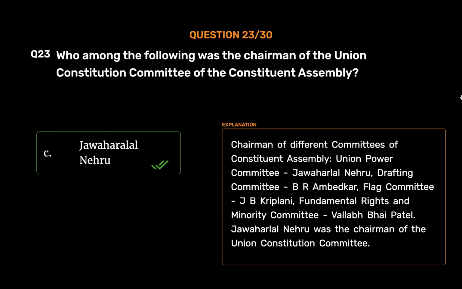Jawaharlal Nehru. Chairman of different committees of the Constituent Assembly: Union Powers Committee, Jawaharlal Nehru. Drafting Committee, B.R. Ambedkar. Flag Committee, J.B. Kripalani. Fundamental Rights and Minority Committee, Vallabhbhai Patel. Jawaharlal Nehru was the chairman of the Union Constitution Committee.